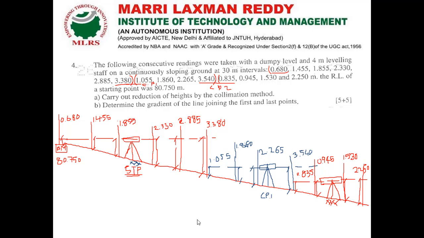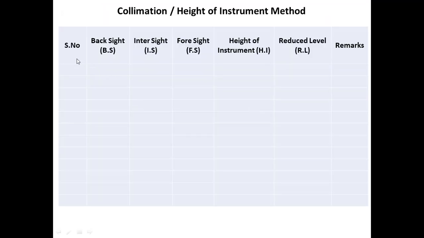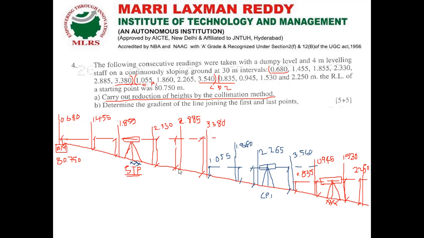Okay, now the given data: carry out reduction of heights by the collimation method. We have to book the level in the form of height of instrument or height of collimation method that they are asking. Now this is the table which has serial number, backsight, intersight and foresight, along with height of instrument, reduced level and remark. So now we have to book those levels whatever we have taken here.